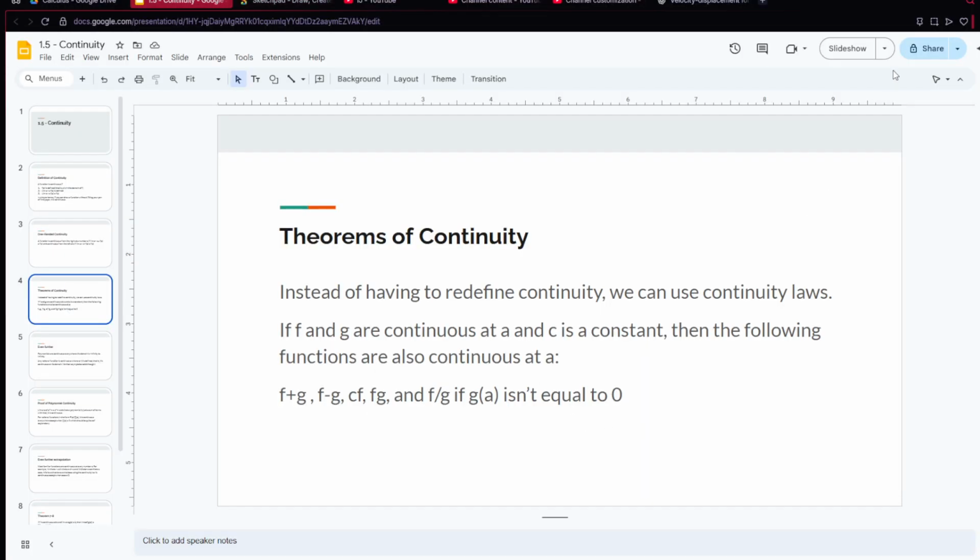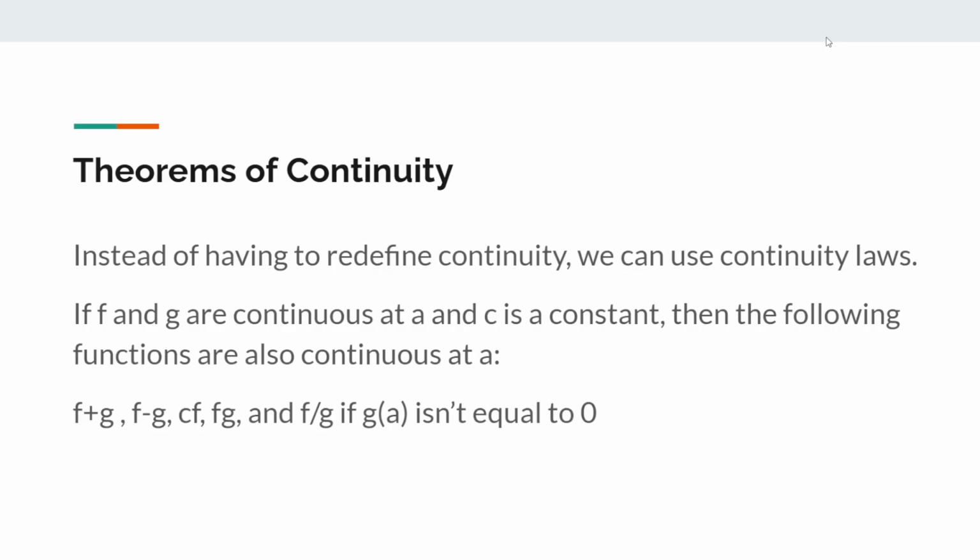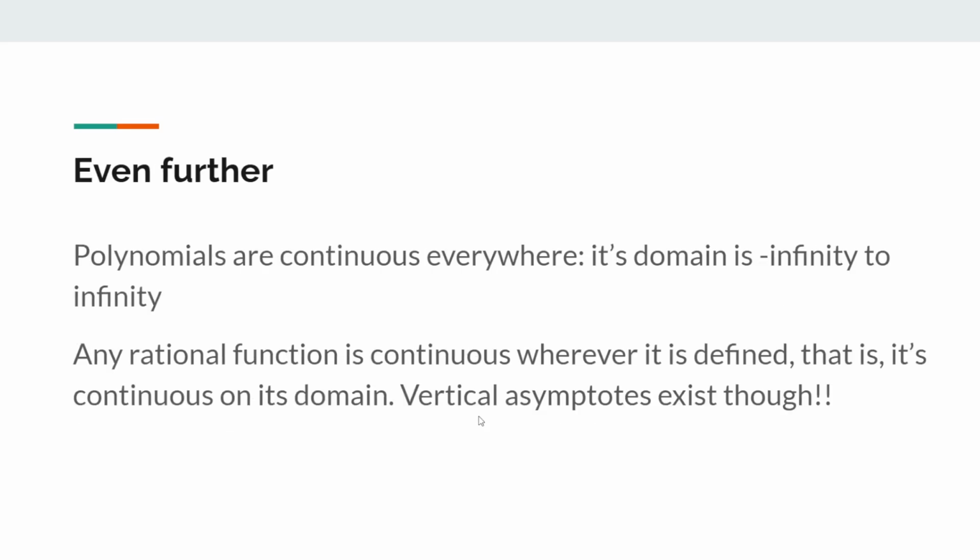And these are pretty self-explanatory. f plus g, if f and g are continuous at a, f minus g, c times f, which is the constant multiple, f times g, and f divided by g. But notice that we don't go into the composition of functions, which we'll get to later, and f divided by g requires g of a to not equal 0, because if it is, then it's obviously discontinuous because it's a rational function.